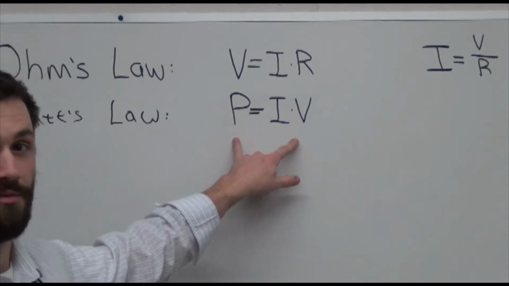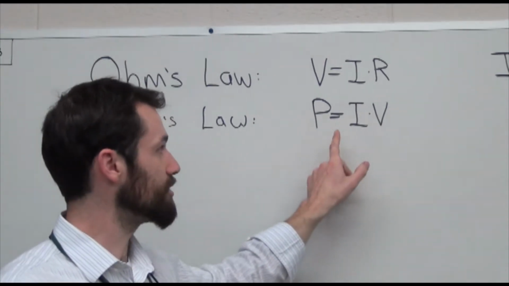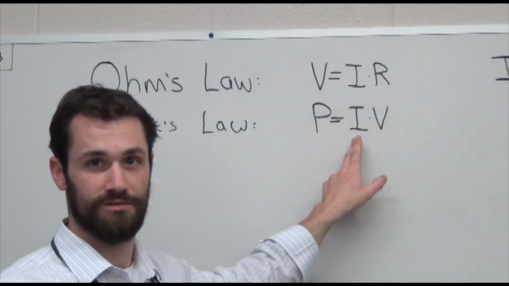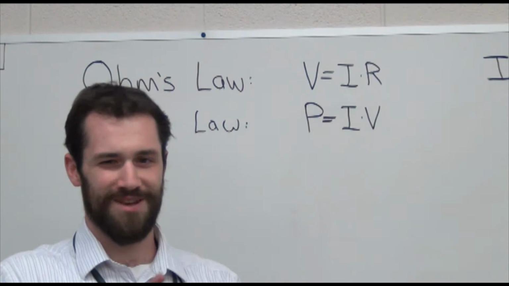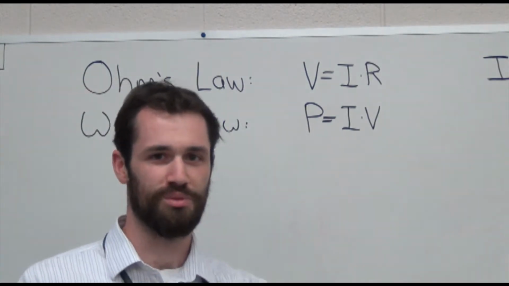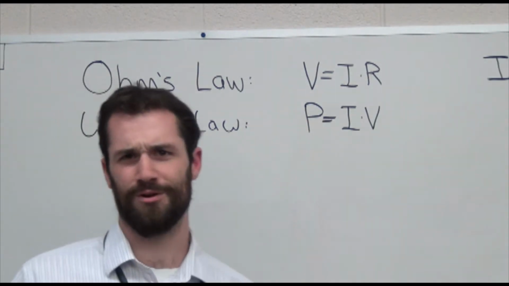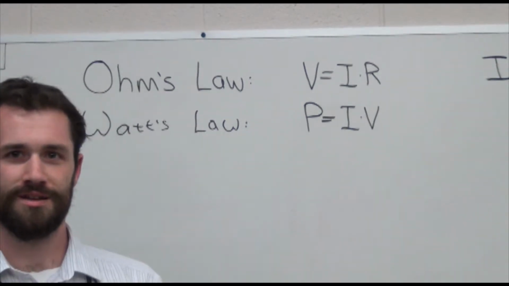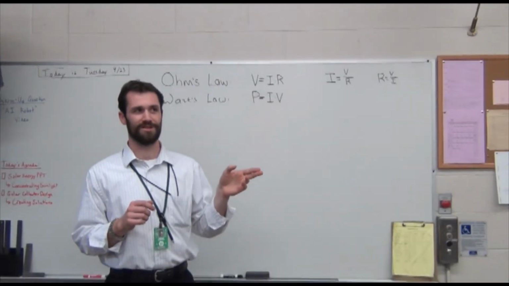And then down here, the power of an electrical flow is going to be equal to the current, how much is flowing, times the voltage, which is kind of analogous to the pressure pushing that flow there. So let's talk about power first. So the power, we can think of it like this.